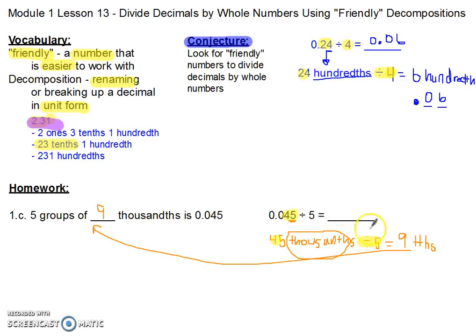Now to get my answer over here, I convert 9 thousandths to standard form. So I know that after my decimal there are 3 place values, tenths, hundredths, and thousandths. Then I fill my empty spaces with a 0, and my answer would be 0.009.